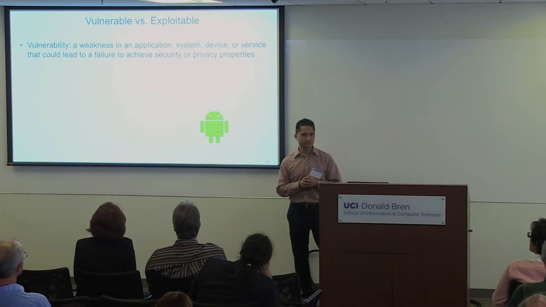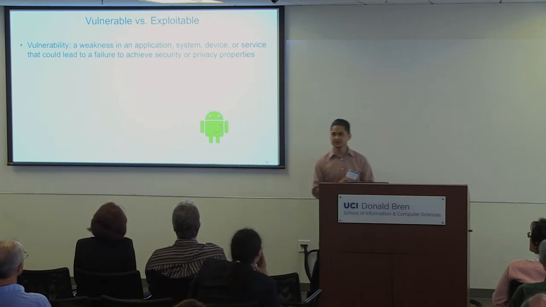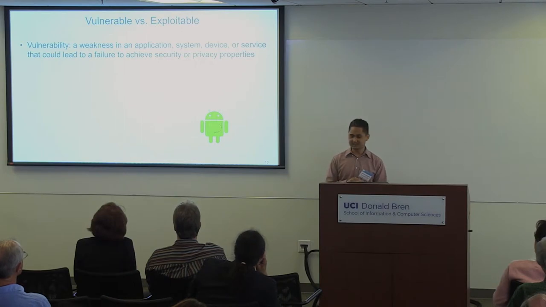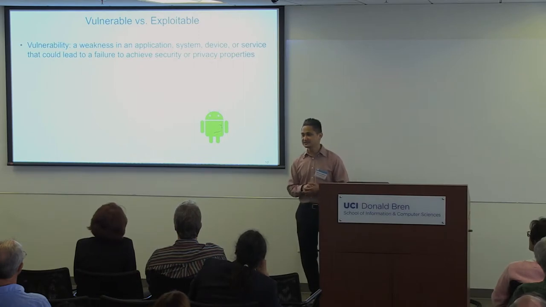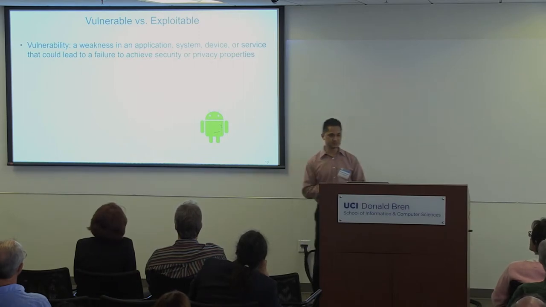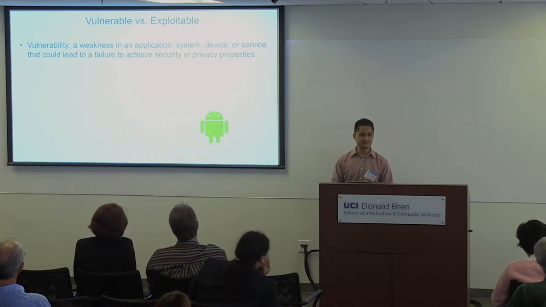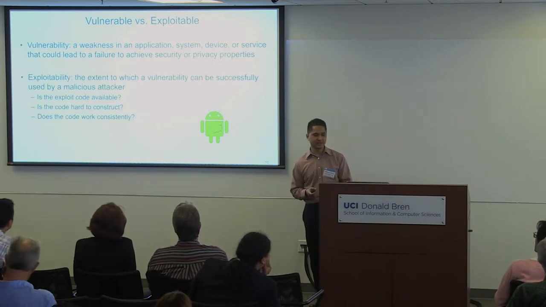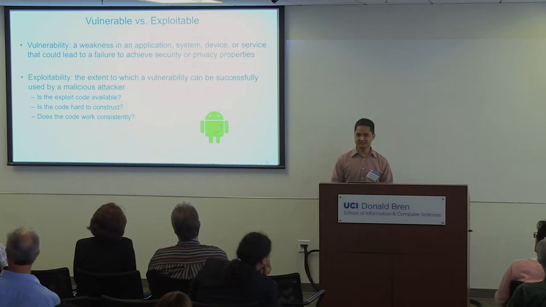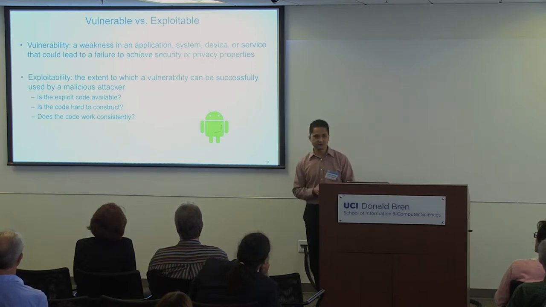There's an important distinction to be made here, and that's between vulnerable and exploitable threats. A vulnerability is a weakness, such as a bug or a flaw in a system, device, or service that can lead to failure to achieve security and privacy properties, whether that be confidentiality, integrity, availability, and so on. Exploitability, on the other hand, is about the extent to which a vulnerability can be successfully used by a malicious attacker. That involves different sets of properties, including, is exploit code available? For example, can I just go to an online database, download the exploit, and run it?